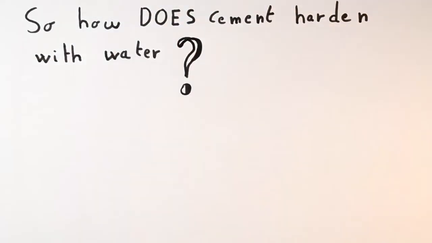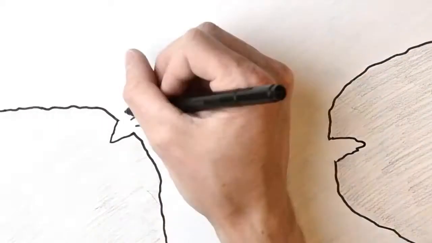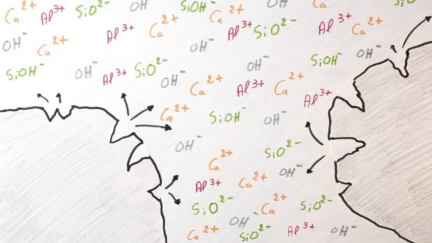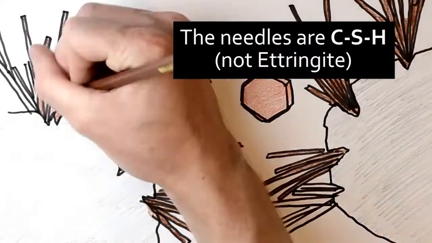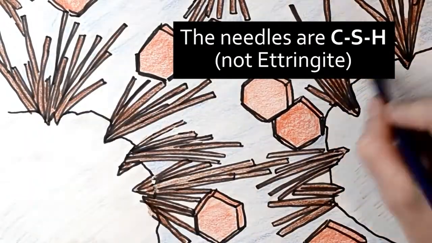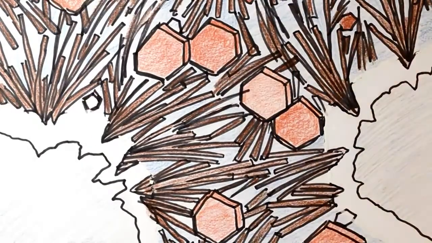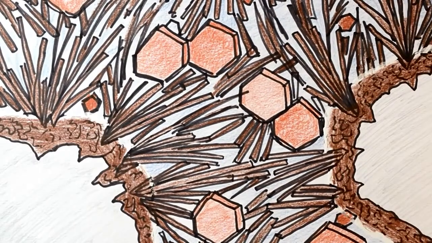Now the question is, how does cement harden with water? Well, the cement grains dissolve and release the calcium and silicon ions into the surrounding water. These ions will form needles at the surface of the grains and platelet-shaped crystals. They begin to glue the components together and fill the space between the grains, using up the cement and water. The material is now solid.